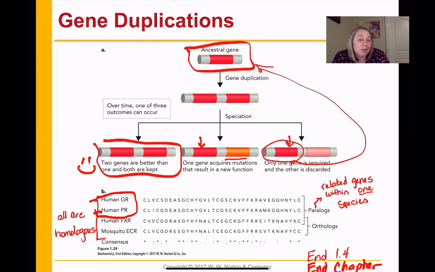Now, if we compare human to, let's say, mosquito, and we say, how similar is a human gene versus a mosquito gene? Then we say, okay, they're orthologs. They're very similar, but they're in different organisms. That's orthologs. So orthologs are different species, but genes are similar. No matter if we're talking about a paralog or an ortholog, we're always talking about homologous genes. Paralogs are homologous genes within 1 species. Orthologs are homologous genes within 2 different species.